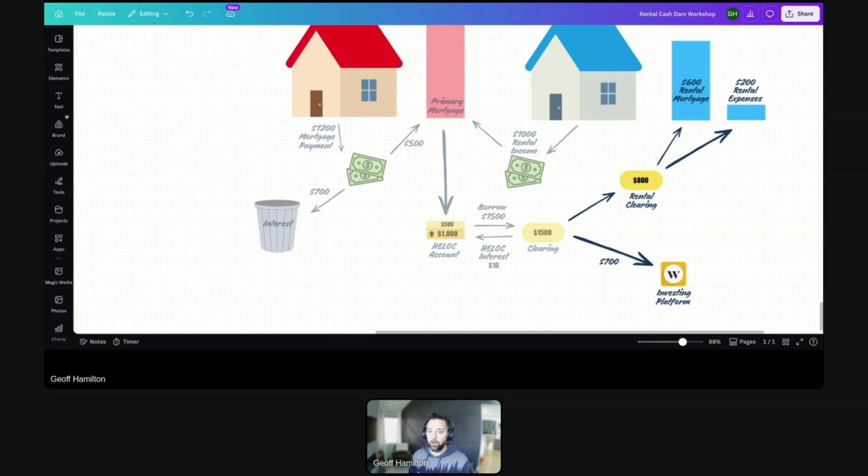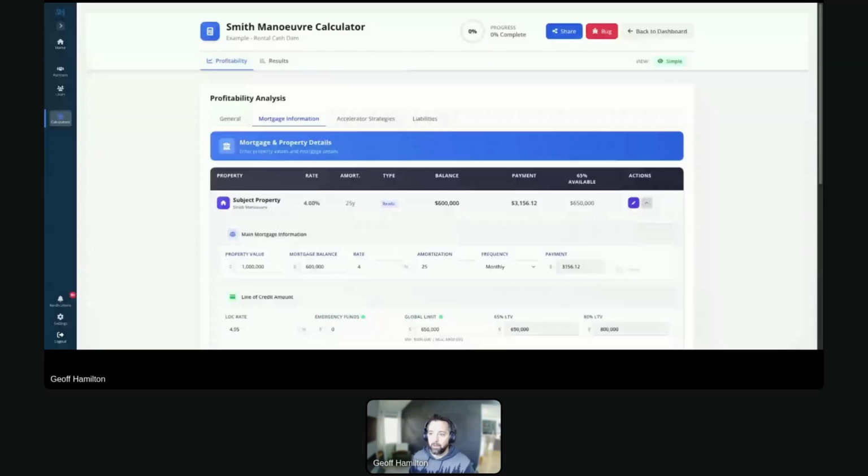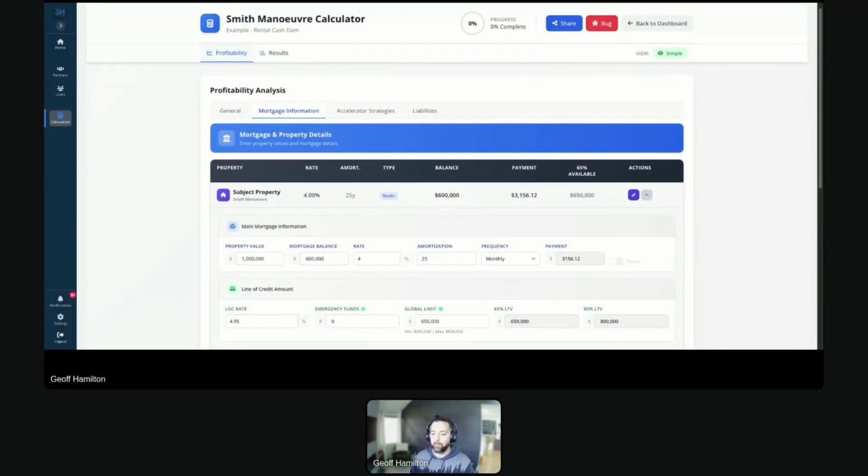So I'd like to go over, I think I'm going to stop sharing and reshare an actual scenario with you. Okay, so this is our rental cash damming example.